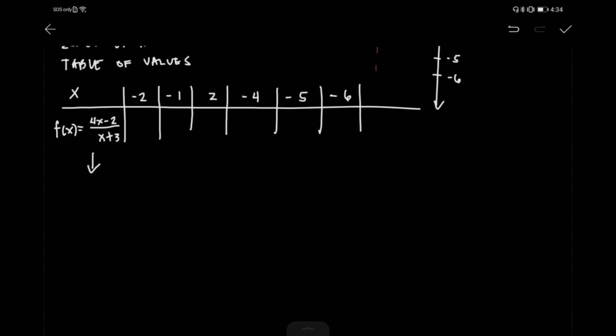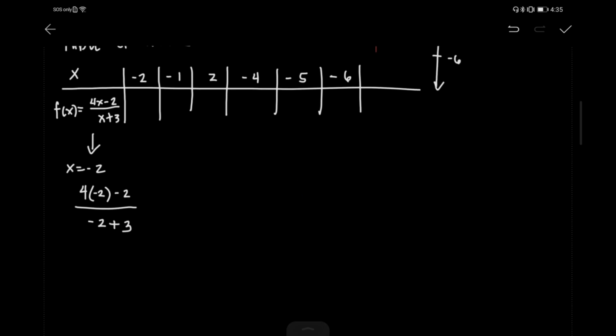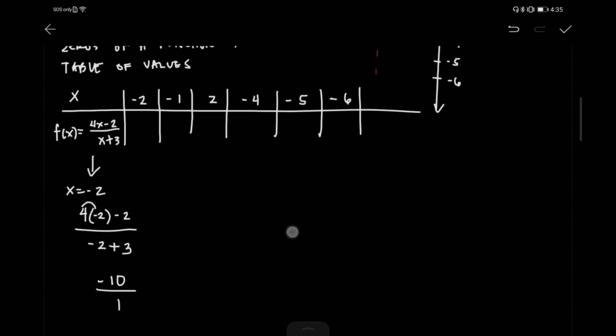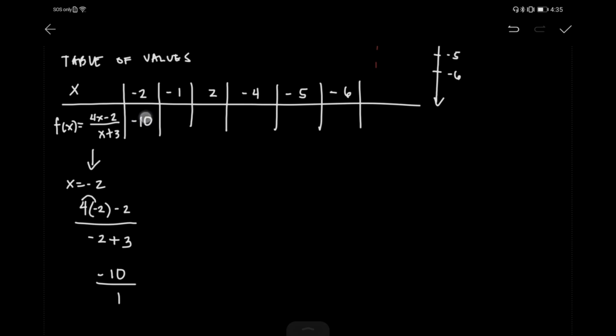So we have here, if x is equal to negative 2, so therefore, 4 times negative 2 minus 2 all over negative 2 plus 3. So 4 times negative 2 is negative 8 plus negative 2. So this is negative 10. So this is negative 10 all over negative 2 plus 3. So this is equal to 1. So negative 10 divided by 1 is equal to negative 10.